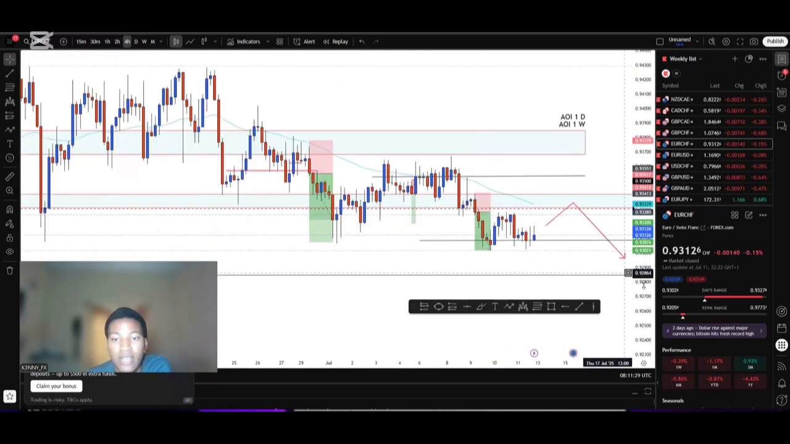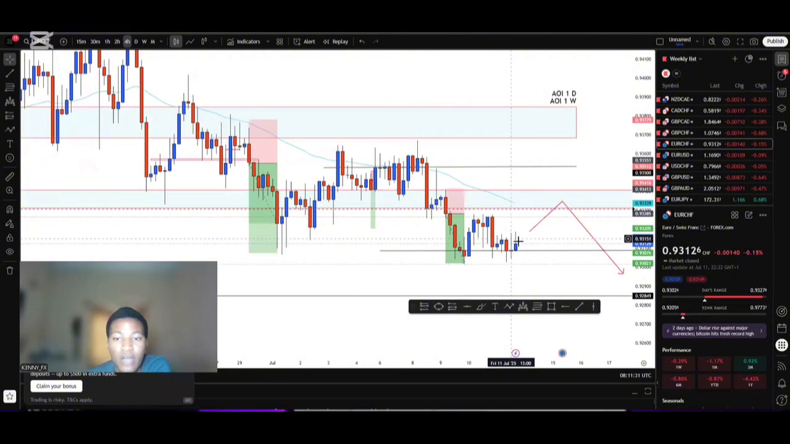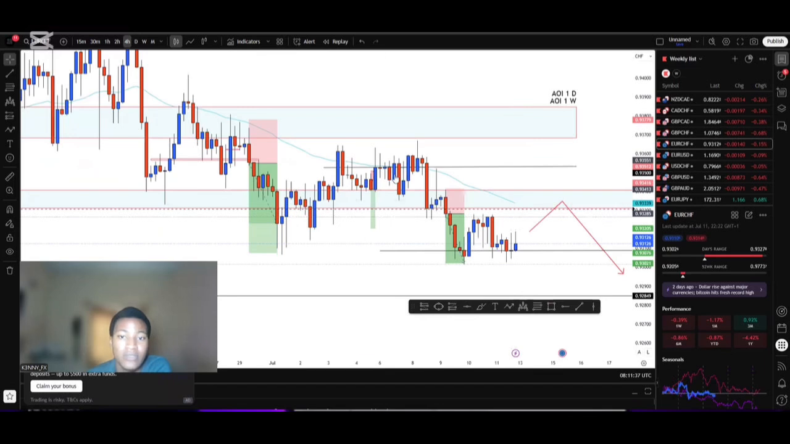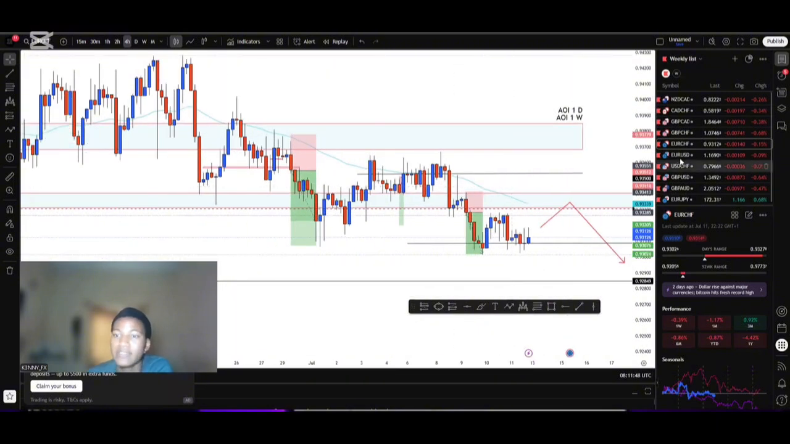If you notice, we'll have a pullback to retest the EMA to be used as dynamic support and resistance. Price also used the EMA and rejected it here. Anytime it came to the EMA, it rejected here. So I'm looking for sells on EURCHF.